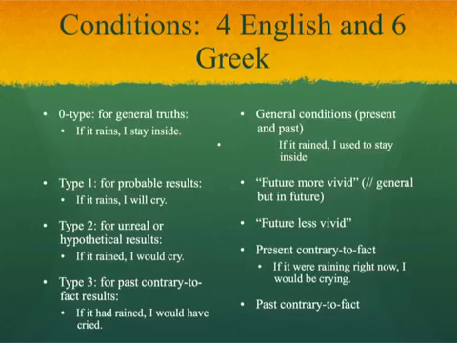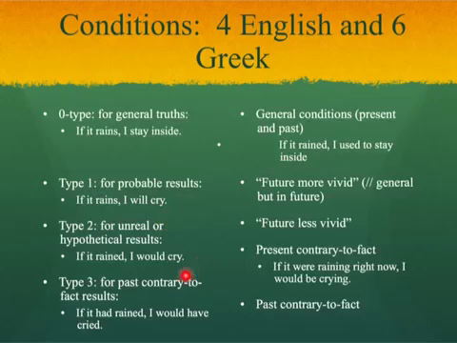For probable results, we have what is referred to as the future more vivid kind of condition, and that is actually quite a lot like the general truth type of condition, but it is placing its result in the future. So if it rains I will cry can't be a general truth because the future hasn't happened yet, but we're very confident about the possibility of it happening.